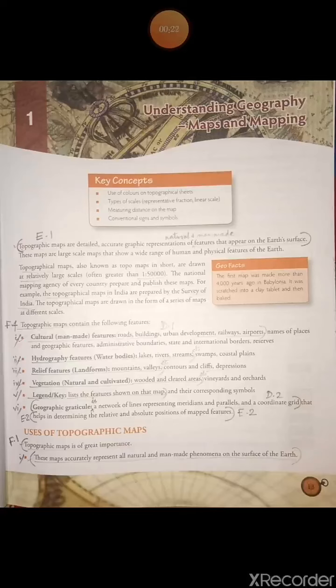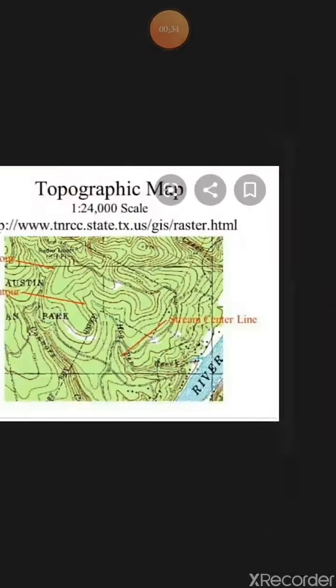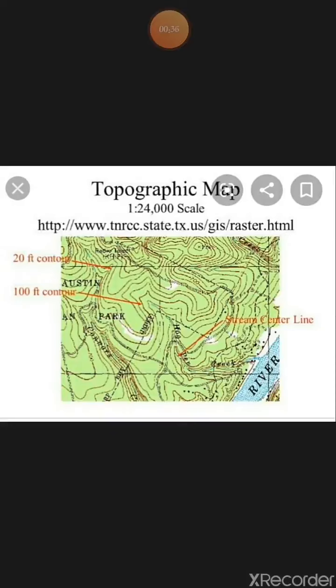Now, what are topographical maps? Topographical maps are detailed, accurate graphic representation of natural or man-made physical features that appear on the Earth's surface. Here is a topographical map.